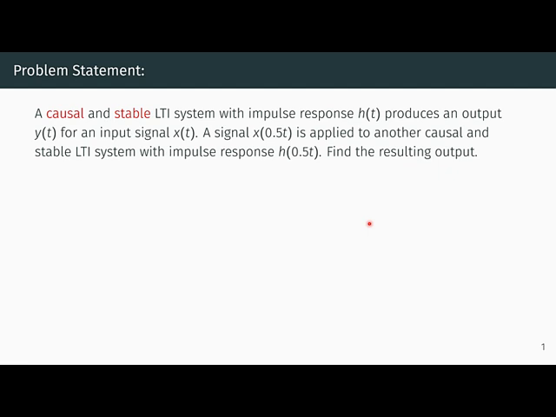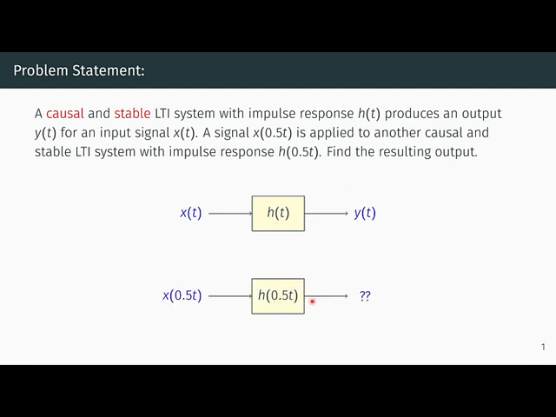So to summarize, let me put that in a block diagram. What is given? We have an LTI system whose impulse response is h of t, and for that x of t is the input and y of t is the output. Okay, that we already know. Now I have another system which is also LTI, and it is also causal and stable. That system's impulse response is h of 0.5 t. Now the question is, if you give x of 0.5 t as the input, what is the corresponding output in terms of y of t?